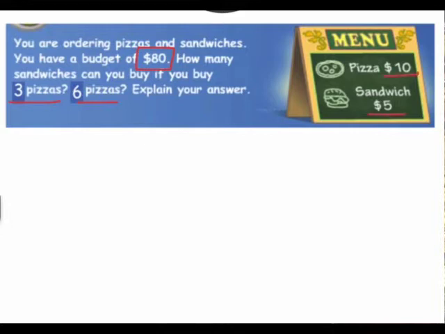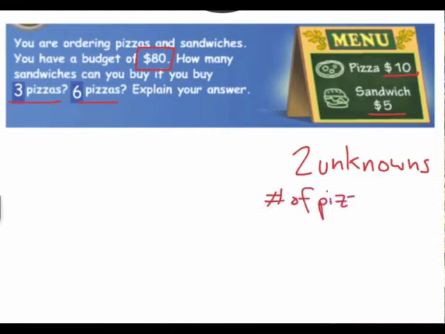Okay, now over here we have the price of 1 pizza, $10, and the price of 1 sandwich, $5. Now in this case, we actually have 2 unknowns. The first unknown is the number of pizzas. Let's represent that by, let's say, the letter X. The second unknown is the number of sandwiches that we buy.